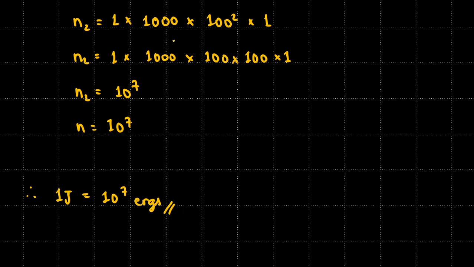So we found what 1 joule will be in ergs even without knowing anything. That's very cool, isn't it? In the next video we are going to learn about the next application of dimensional analysis, which is to find the dimensions of a constant in a relation. So bye bye.